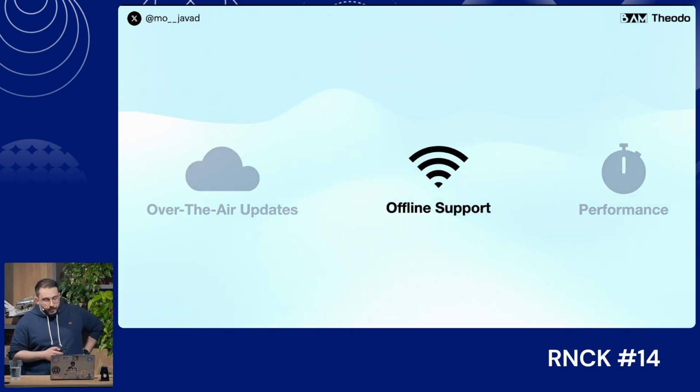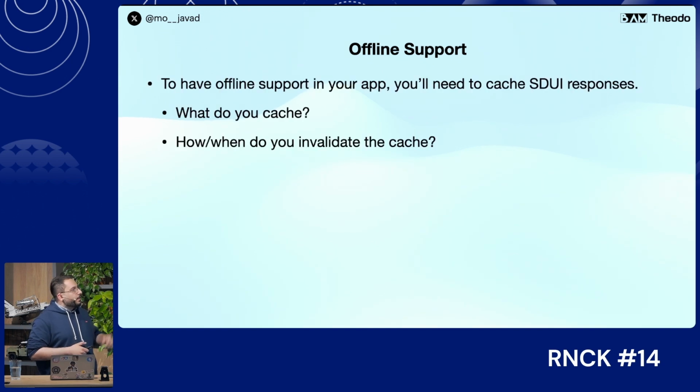Secondly, offline support. When you've got all of your UI being dictated by JSON that's coming from the server, then effectively to have offline support for your app to even run offline, you're going to need to have some mechanism of caching the JSON object to keep a store of what the UI would look like when the user's offline.